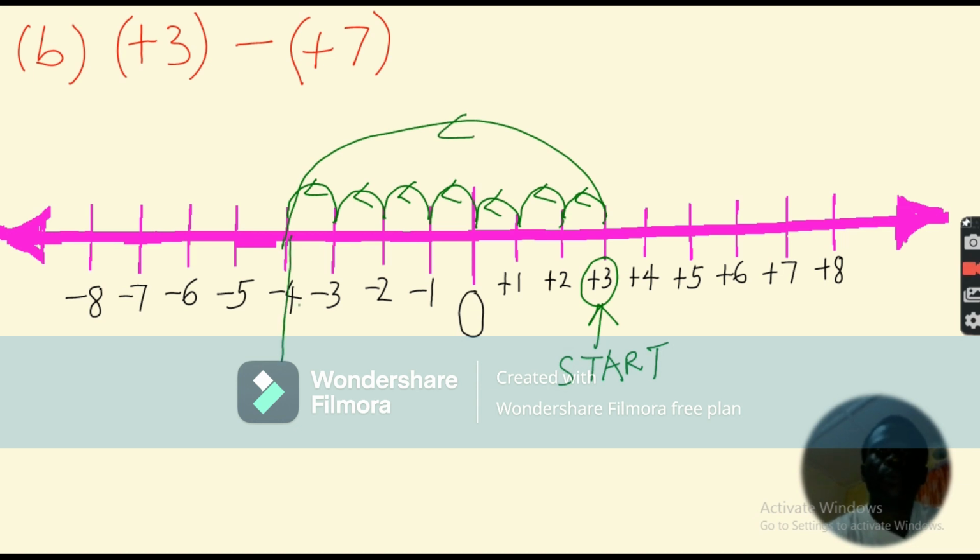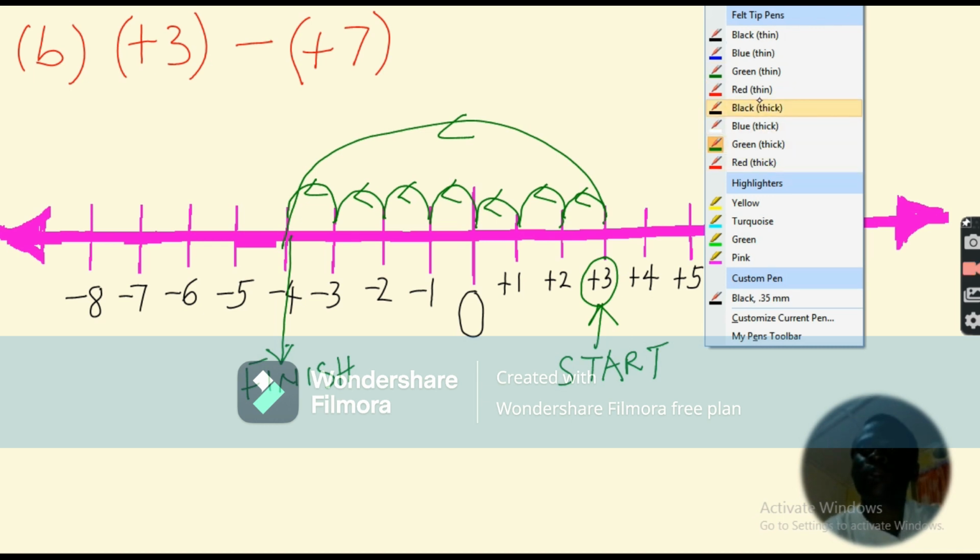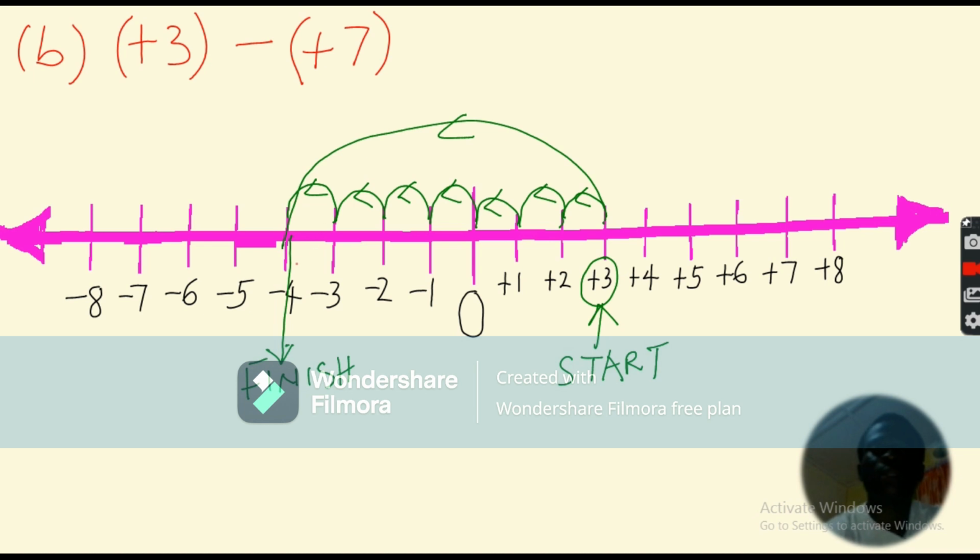So you stop at this point. Right, finish there. Alright, having done that, then you ask yourself, on which number did we end it? We ended it on -4. That means the result of what we've done here is -4.